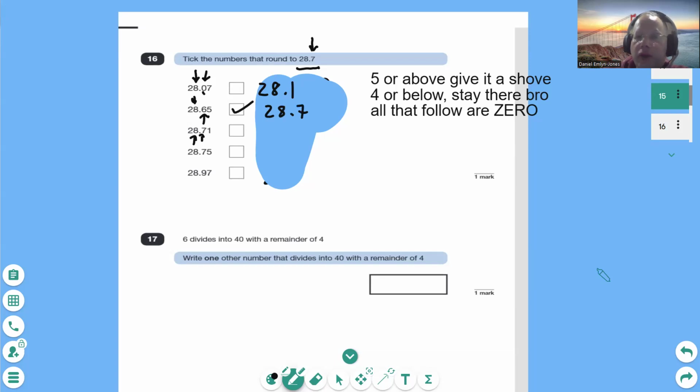This one, 28.7. Well, we're rounding the 7. It's followed by a 1. The 1 will say, stay there, bro, because it's below 4. So that's going to be 28.7. So we can take that.